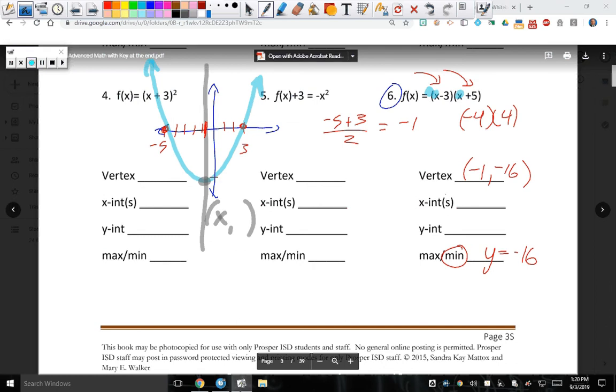So x-intercepts. How many of those do y'all see? 2. And these are easy because it's in factored form. So you'll say x is equal to 3 and negative 5. And then y-intercepts is when x is equal to 0. Anybody, what would you get? Negative 15. Questions?